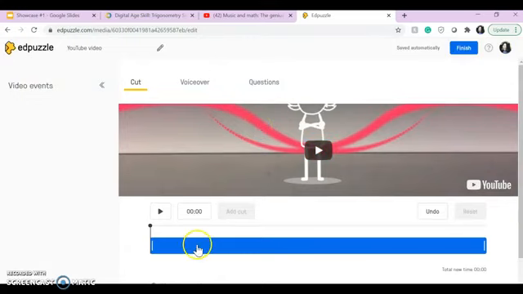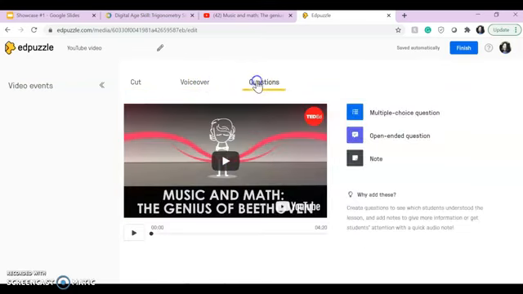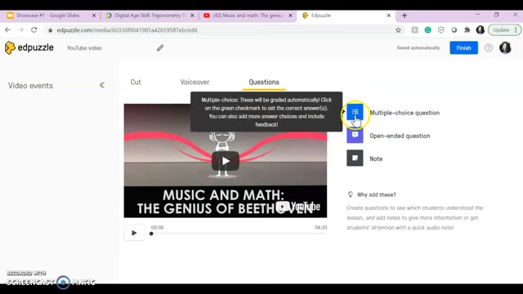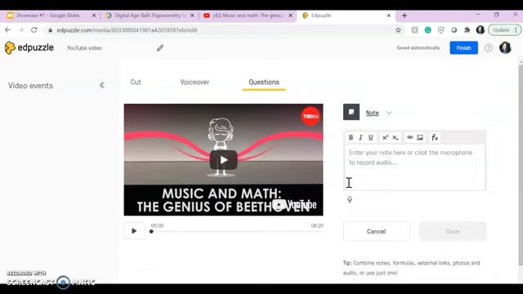So you can cut it to however long you want the video to be. If it is your video, you can upload a voiceover, and the most important part is that you can ask the students questions, multiple choice, open-ended, and you can also add notes. And this is very good to keep students engaged in the information. Also, when you come to a question, you can rewatch up to that point and then answer, or if you get it wrong, you can rewatch it and see where you went wrong.